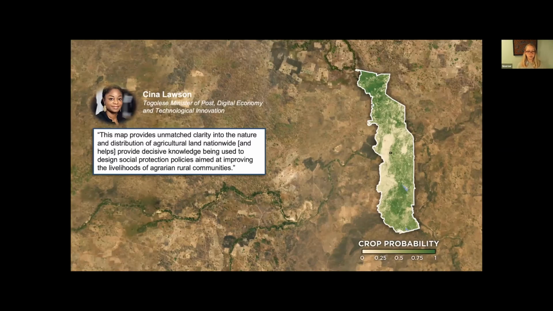So finally, I just want to end with this quote from Cina Lawson, the Togolese Minister of Post-Digital Economy and Technological Innovation, where she said, based on this map that we were able to generate, "This map provides unmatched clarity into the nature and distribution of agricultural land nationwide and helps provide decisive knowledge being used to design the social protection policies aimed at improving the lives of agrarian rural communities."